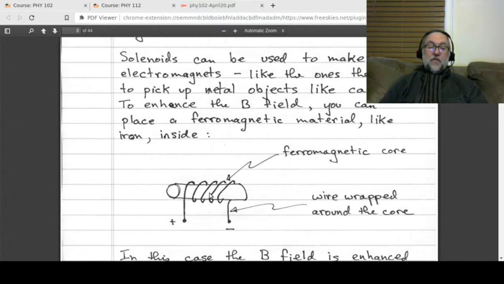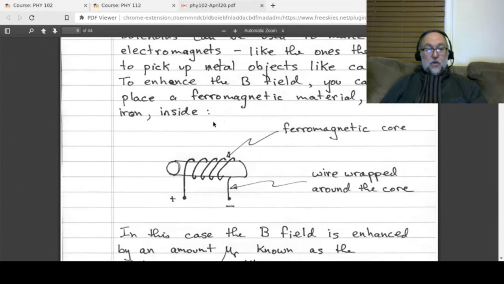So what are typical ferromagnetic materials? Well, anything that a magnet will attract, like iron, nickel, zinc. These are all things that are magnetically attracted. Examples of things that are not ferromagnets, that are actually diamagnetic, are things like aluminum. So you wouldn't want to put aluminum in the middle, but a nice iron core will definitely enhance the magnetic field for a given current.